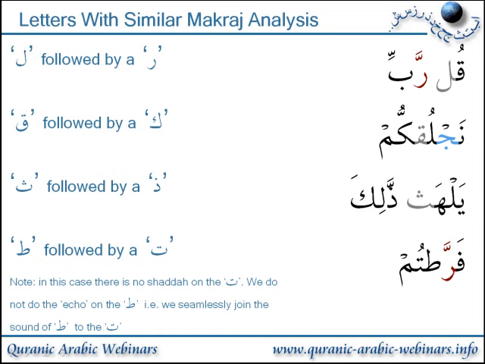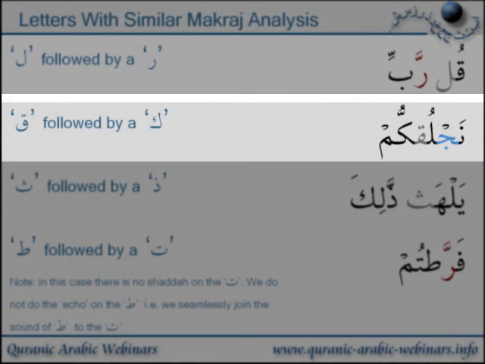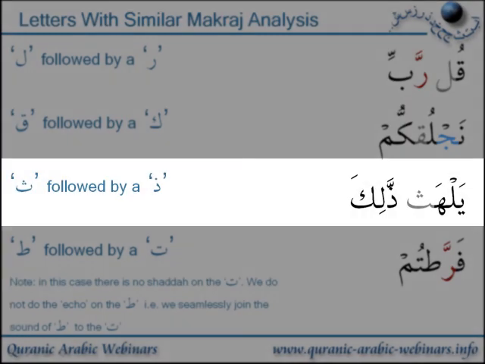The next set we have the lam followed by a ra. So here we have qurabbi. Joining the qaf directly to the ra, the lam is completely ignored. Then we have the qaf followed by a kaf. So here we have najlukum. Naja lukum. So we ignore the qaf completely.